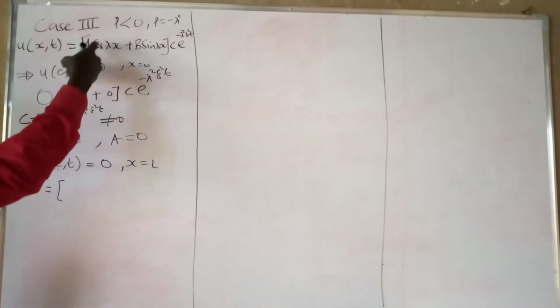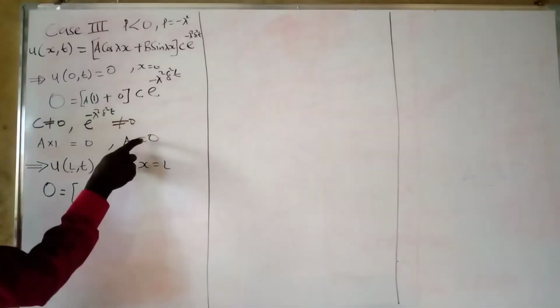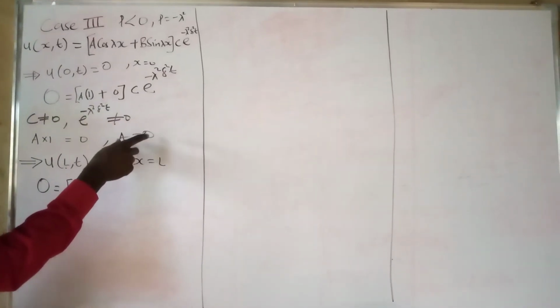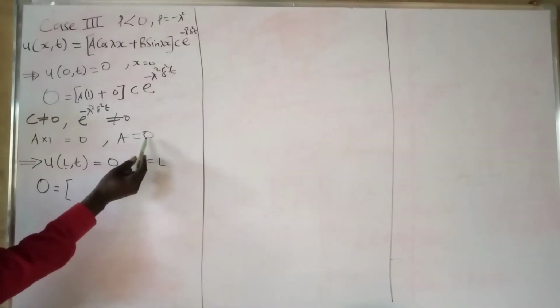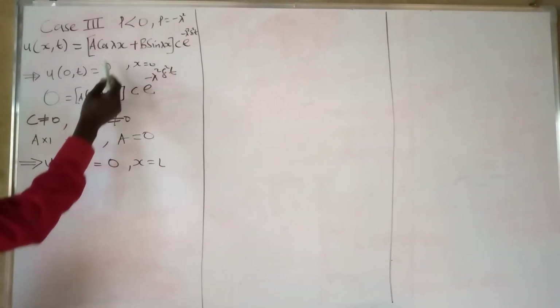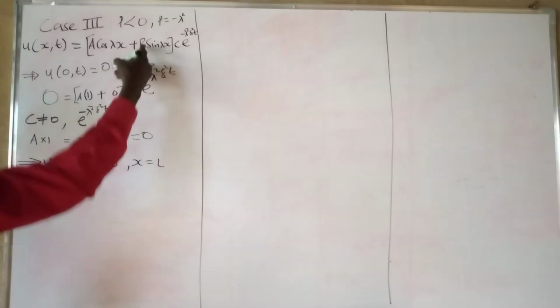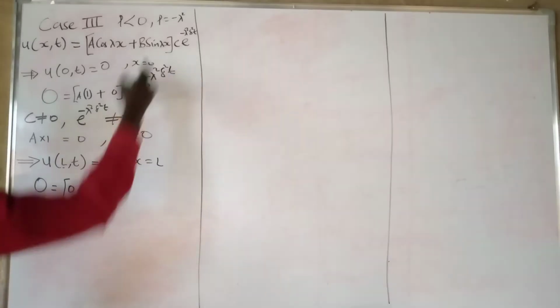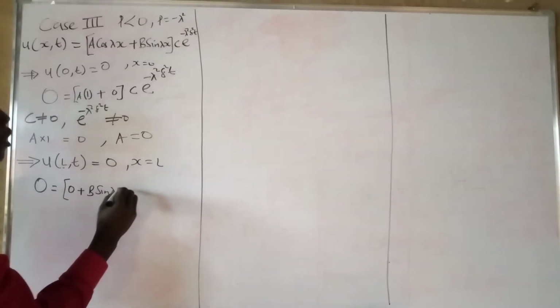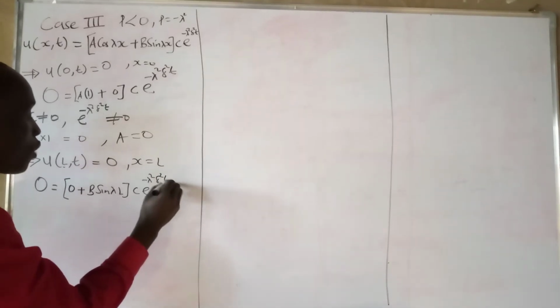So you put L here. But now you have to be aware that our value of a is 0. Since our value of a is 0, that means the first term will die. Will be eliminated. This one will be 0 times this, so it will be eliminated. So this one will be 0 plus b sine lambda times L this time. Then c e to the power negative lambda squared sigma squared t.